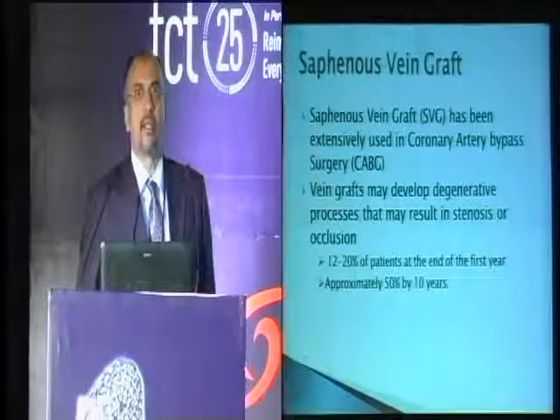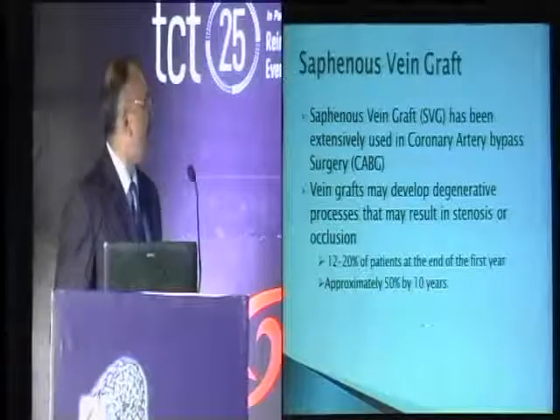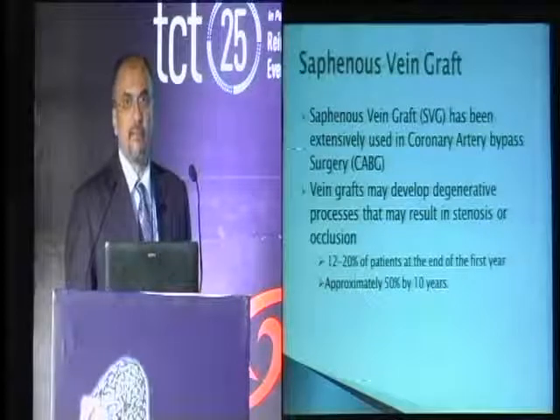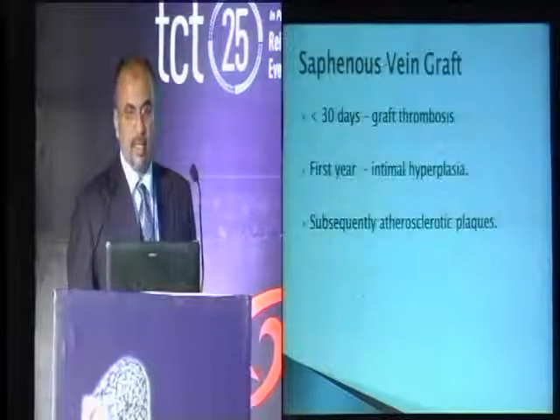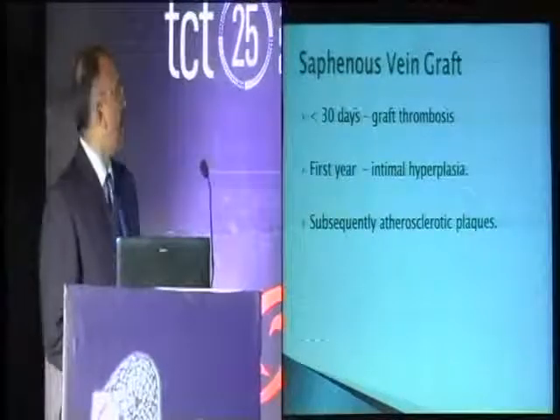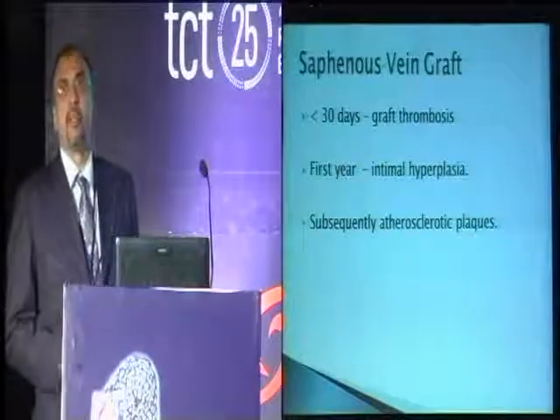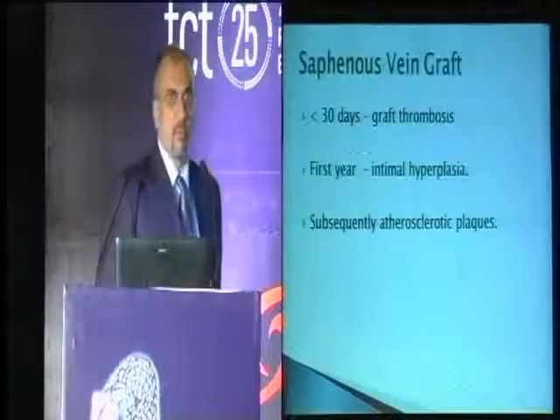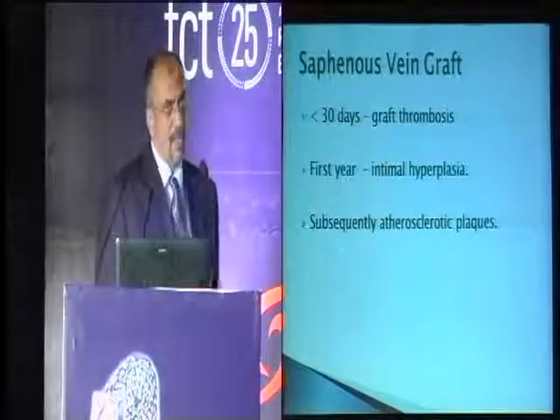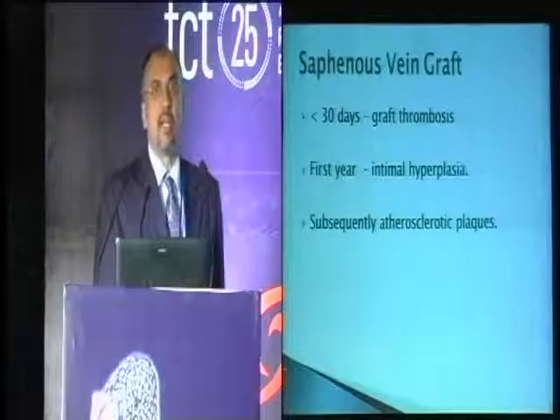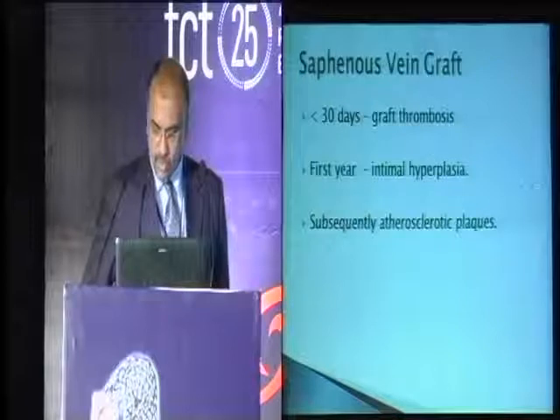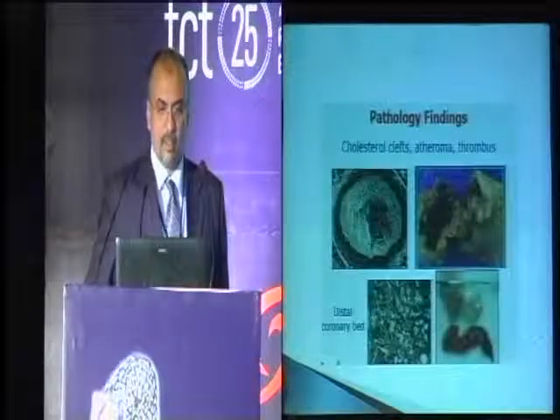As you know, almost 12 to 20% of patients have graft occlusion at the end of 1 year and 50% at the end of 10 years. So when a saphenous vein graft occludes or has a problem in the first 1 month, it's almost always due to graft thrombosis. If it occurs in the first 1 year, it's due to intimal hyperplasia. And when it occurs subsequently after 1 year, it's almost always due to atherosclerosis.